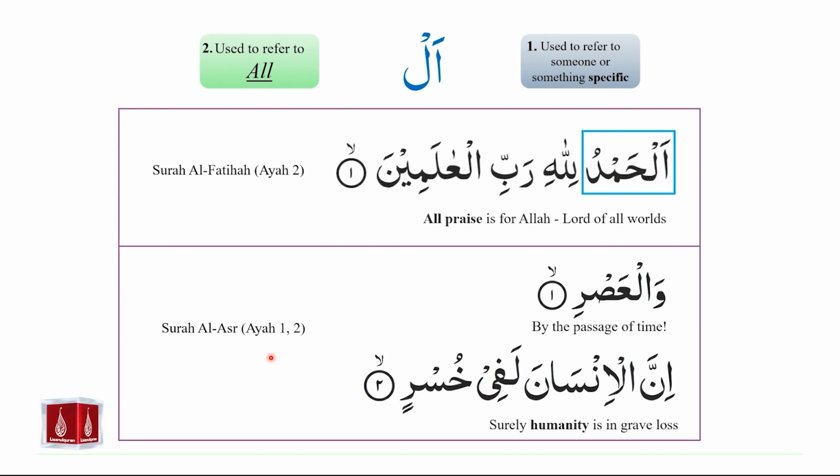The second example is from Surah Al-Asr. Allah subhanahu wa ta'ala says, Wal Asr, Innal insana lafi khusr. Al-insan in this case means surely all humanity is in grave loss. The ayah is not referring to just one human being. It refers to all of humanity. So depending on the context, al will either be used to create the meaning of the, or it will be used to refer to all.